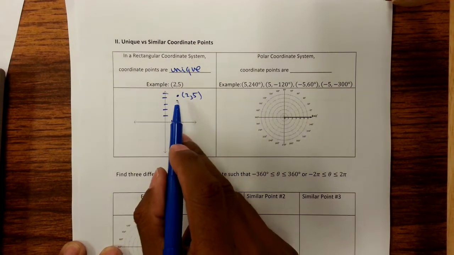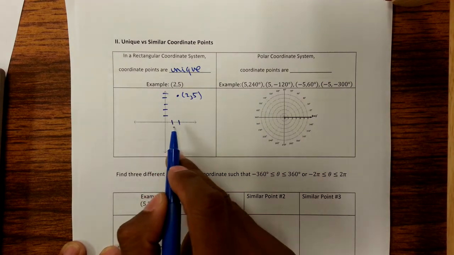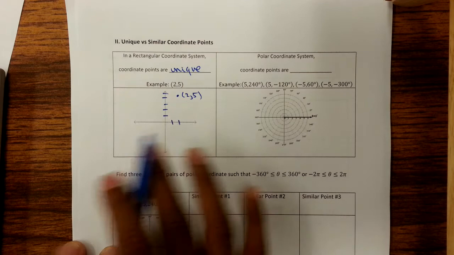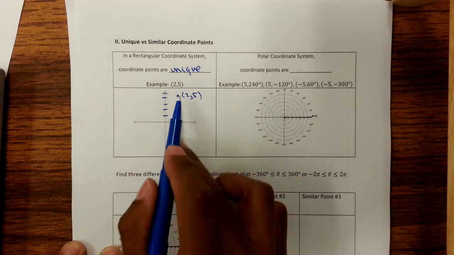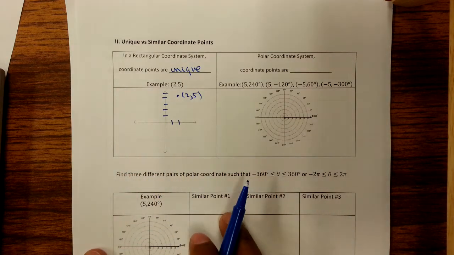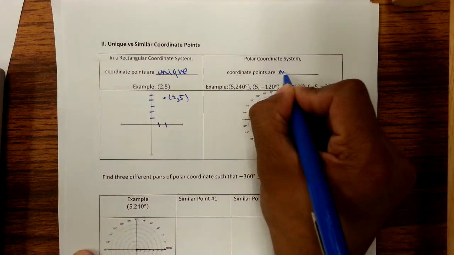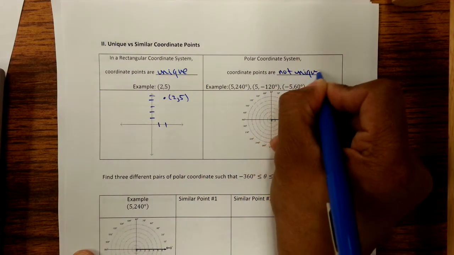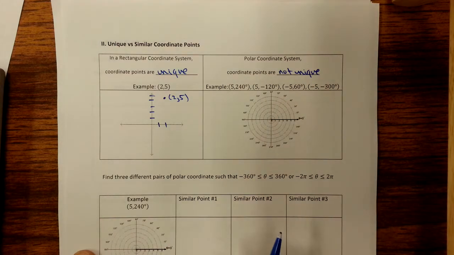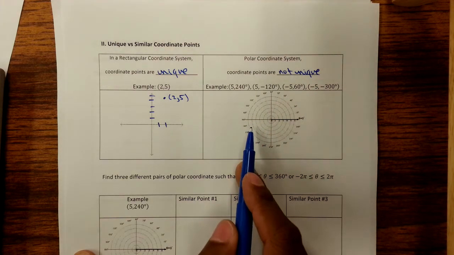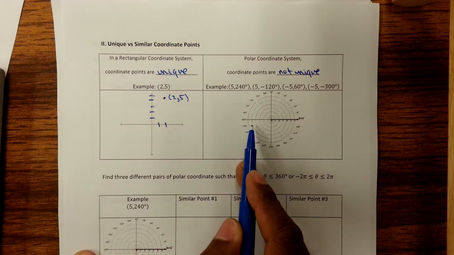What that means is, in order to plot this point, I need to go right 2 and I need to go up 5. There's no way around it. There's no other way to get to this coordinate point. However, in the polar coordinate system, coordinate points are not unique. Now, what I mean by not unique is that one polar coordinate point actually has several different names.